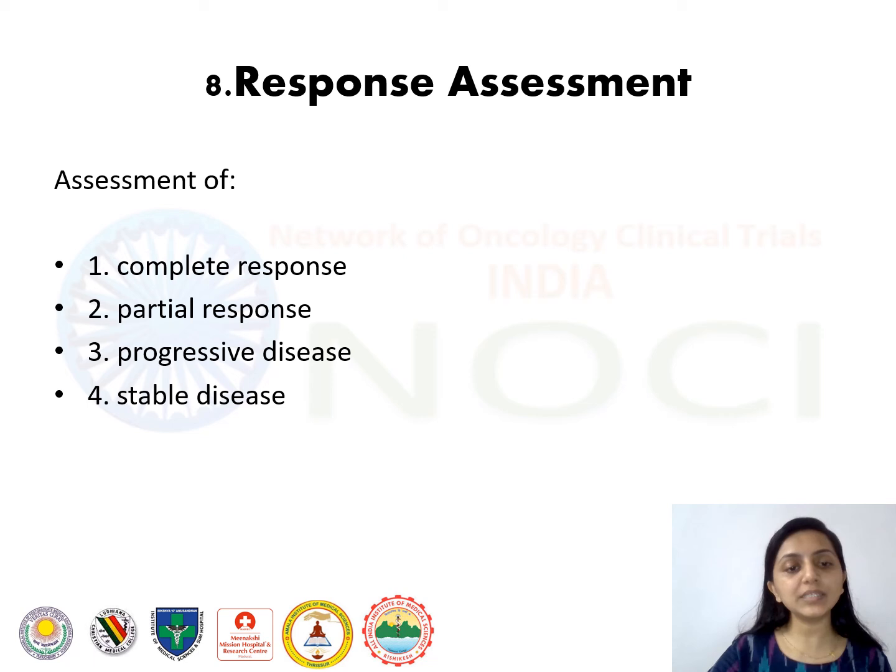It is called complete response when the entire disease is not there anymore. It is called partial response when the disease has responded to chemotherapy but not fully responded. It is called progressive disease when the disease has not responded to the chemotherapy treatment but has also increased from the initial stage of the disease. It is called stable disease when there is no change, before treatment as well as after treatment, it remains the same.